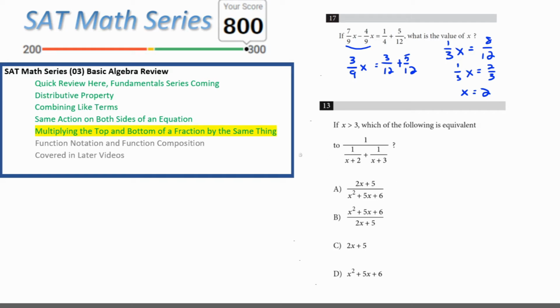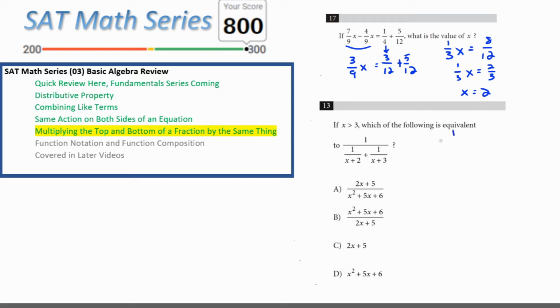So let's see a slightly more complicated example of multiplying the top and bottom of fractions by the same thing. Here, in the last one, we simply did it to get a common denominator. But in this case, it reads, if x is greater than 3, which of the following is equivalent to, and then we have this long expression.